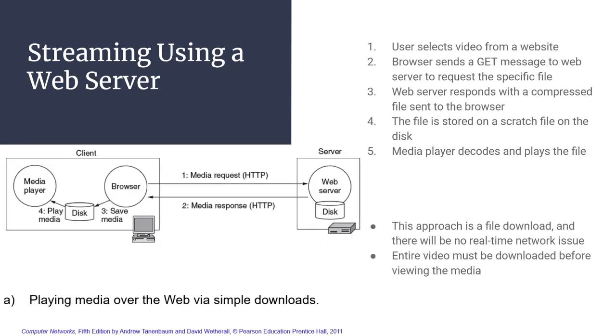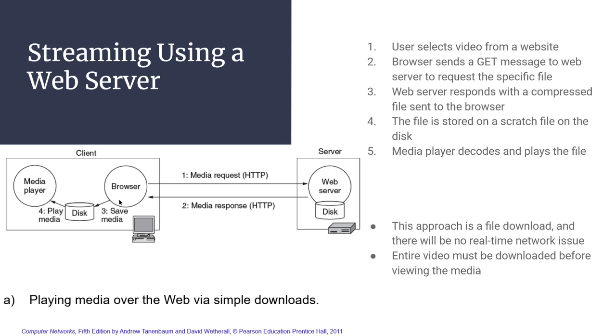So we're going to use this diagram to get an idea of how streaming using a web server works. We'll start on this left side over here with the client on the browser. The user selects a video from a website using the browser. The browser would then send a GET message to the web server to request a specific file. The web server would then respond with compressed files sent back to the browser.